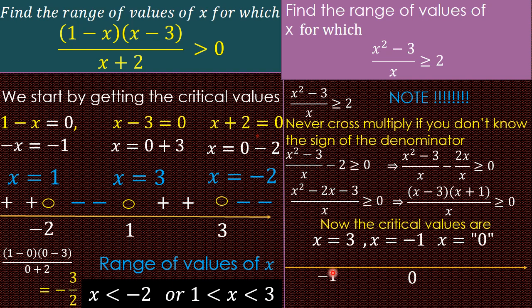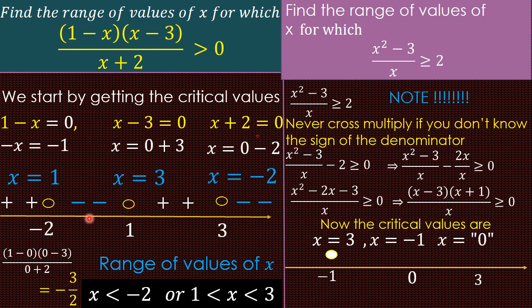We have a horizontal line. We insert all our values from the smallest. We have -1, we have 0, and we have 3. Good. Since the sign of our inequality is not strict, it is partial, we are now going to have closed circles instead of open circles. But when I reach 0, I'm going to have an open circle. Why an open circle, guys? Because 0 is not part of the range.